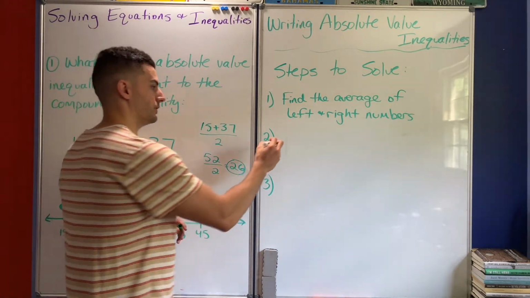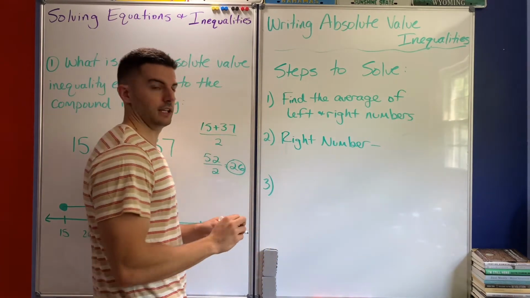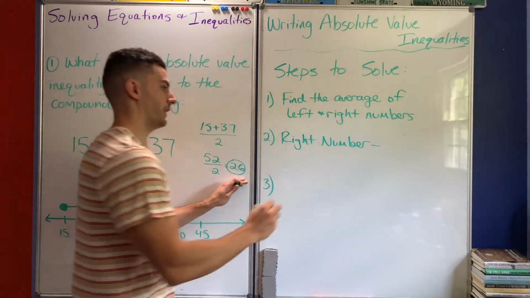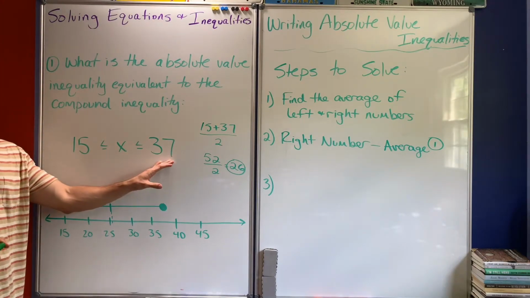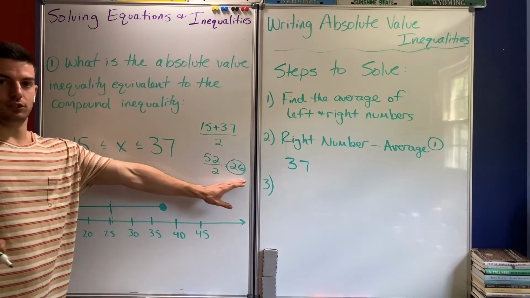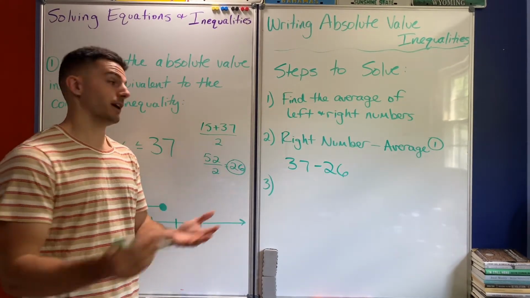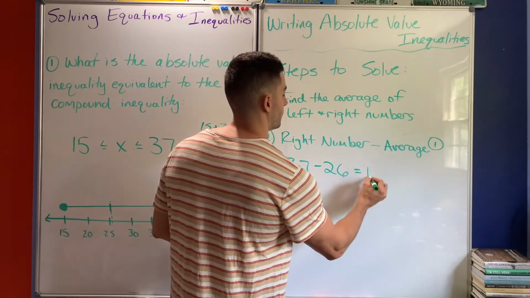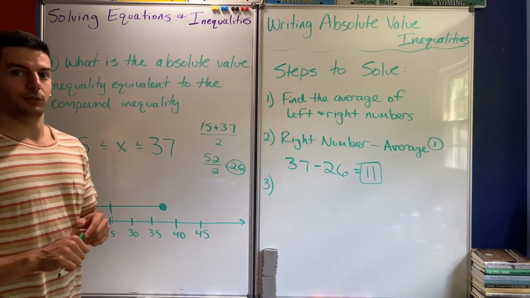Step two is to take your rightmost number minus the average, or middle number, that you just found in step one. So you take your rightmost number, in this case 37, and then you subtract your average, which you just found, 26. So you do 37 minus 26, that gives you 11. Now that's going to be the other key number for our absolute value inequality.